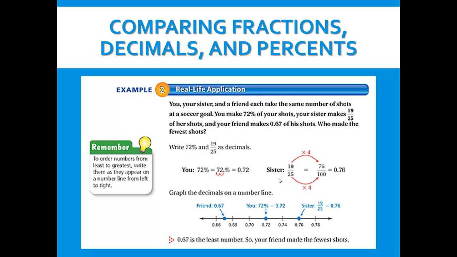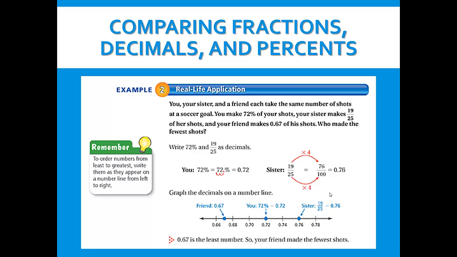For your sister, you have 19/25ths. With a fraction, we're going to convert it to an equivalent fraction out of 100. We'd multiply 25 times 4 to get 100, so we need to multiply 19 times 4 to make an equivalent fraction, and that would give us 76. So we have 76 hundredths, and as a decimal, that would be 0.76.